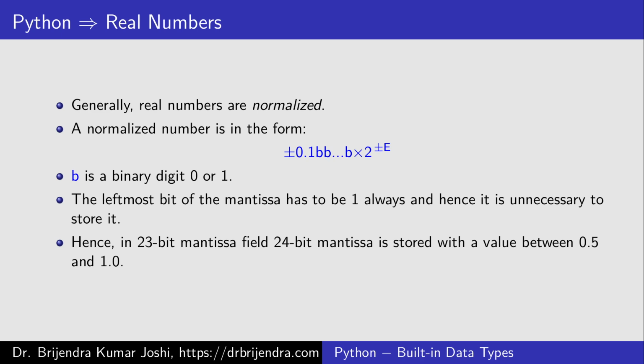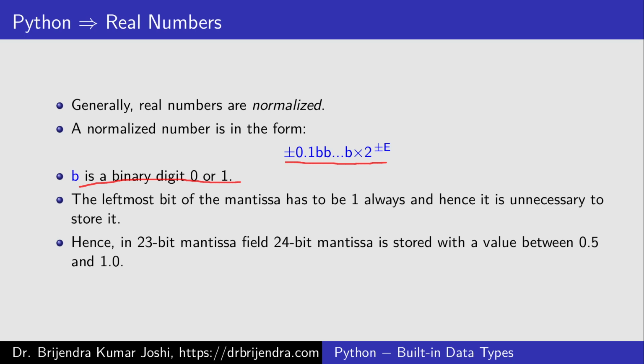Generally, real numbers are normalized. A normalized number is written in this form: plus minus 0 point, it is a binary point, 1 b b b b and so many b's, multiplied by 2 to the power plus minus e. So b is a binary digit, 0 or 1. 2 is the base, of course, the radix, and plus minus e is the exponent.